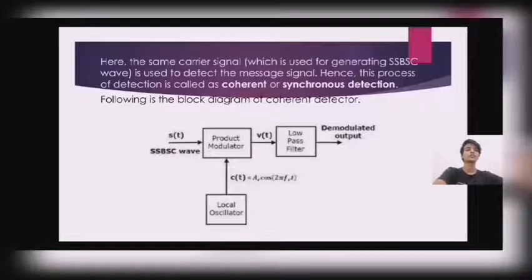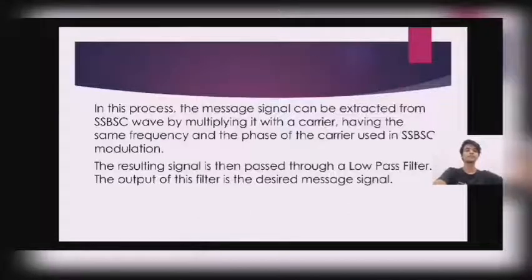Here is the block diagram for the coherent detector. The SSB-SC wave s(t) and the carrier wave c(t) are together applied to a product modulator, where the product of both waves is taken, and the output is later passed through a low pass filter, and therefore we get the desired output. In this process, the carrier wave and the SSB-SC wave are multiplied if and only if the frequency and the phase of both are the same, and the resulting signal is then passed through a low pass filter.